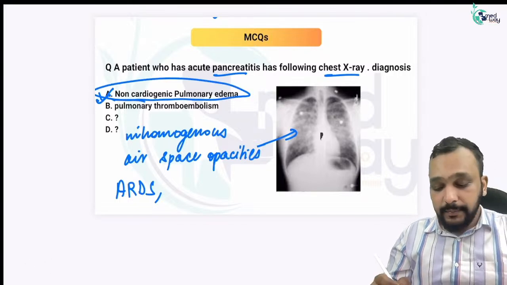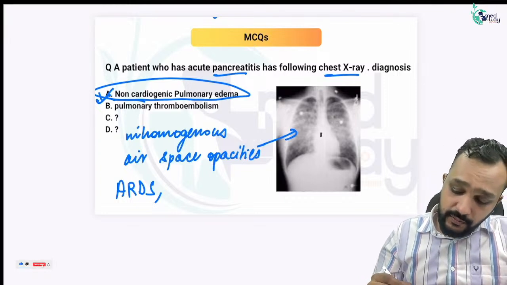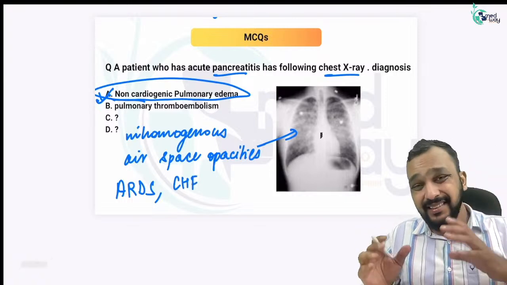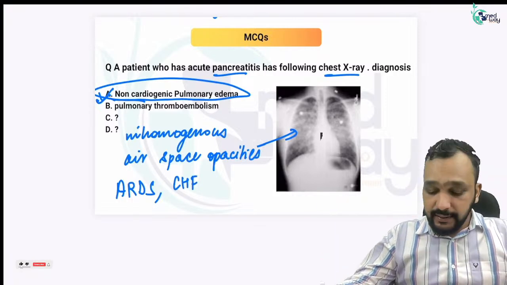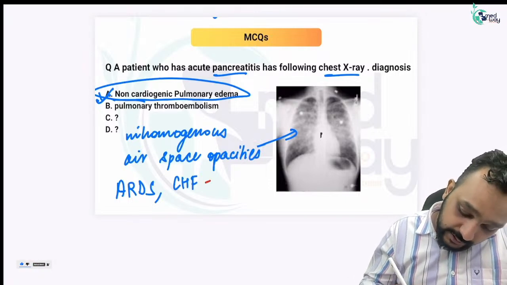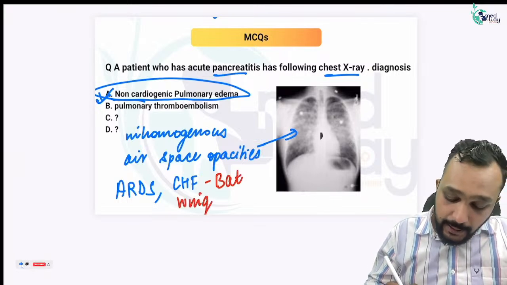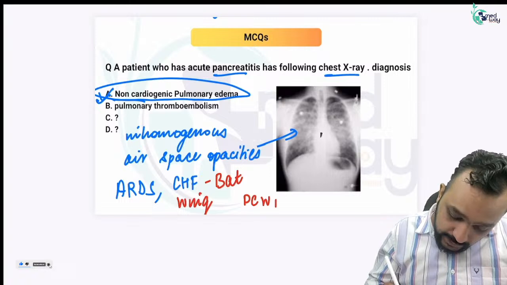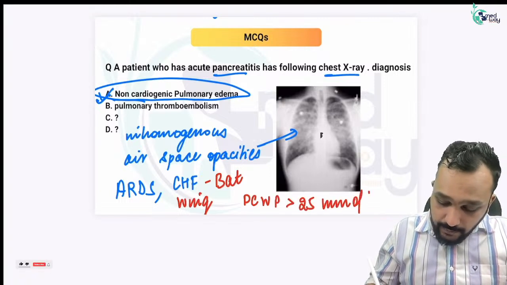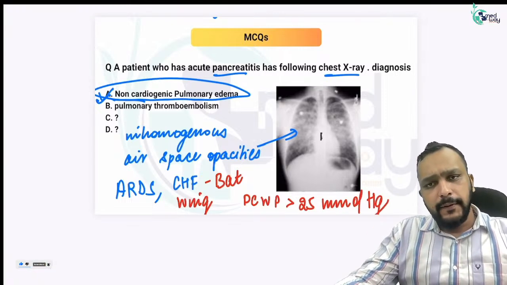So in pulmonary edema you can get these airspace opacities. If I talk about congestive heart failure, the opacities in the bilateral hilar region are known as bat wing opacities, and these are seen when the pulmonary capillary wedge pressure is more than 25 mm of mercury.